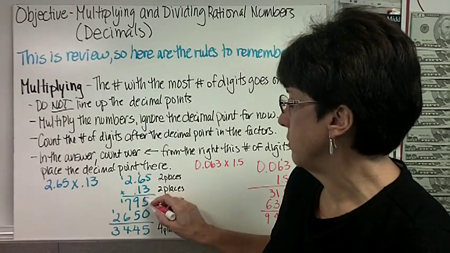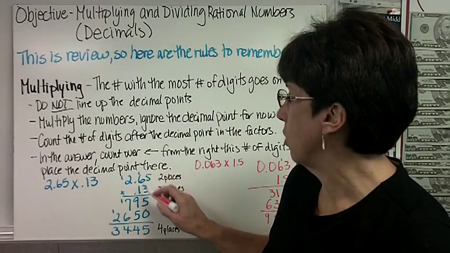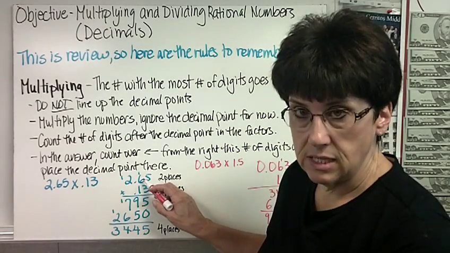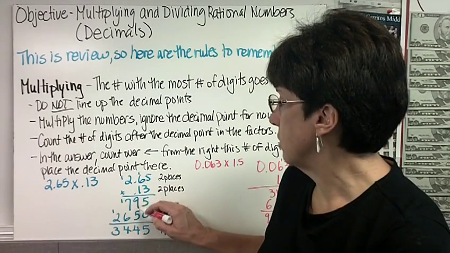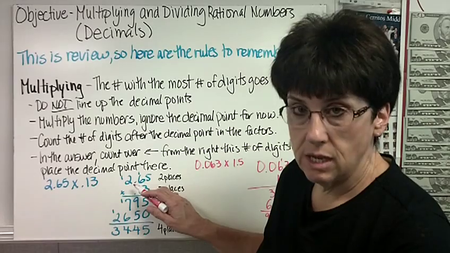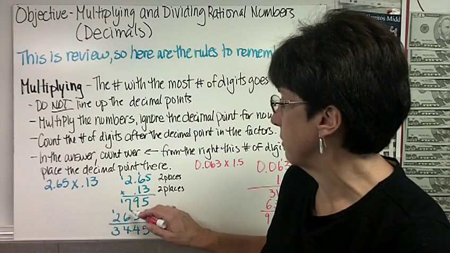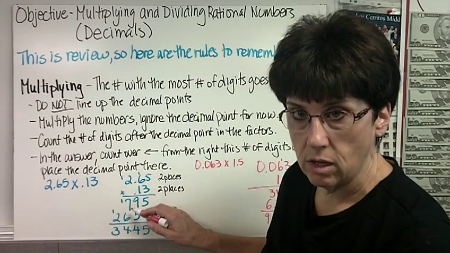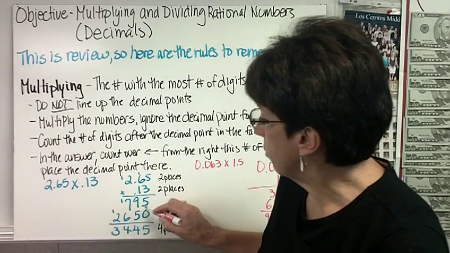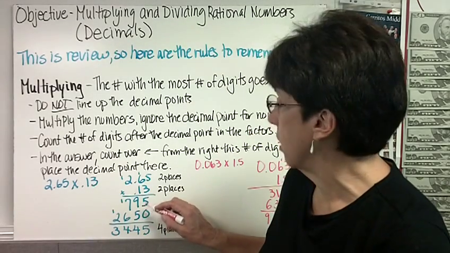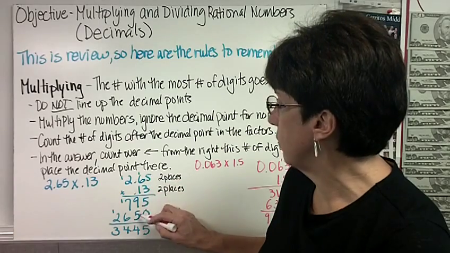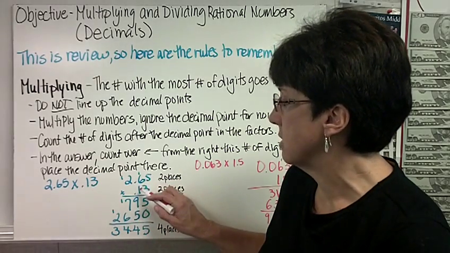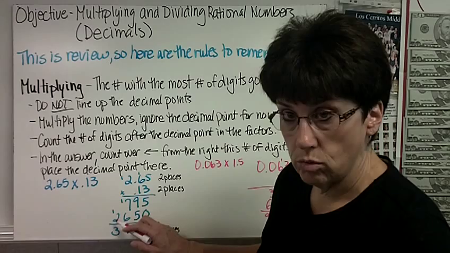3 times 5 is 15. Put down the 5, carry the 1. 3 times 6 is 18, plus 1 is 19. Put down the 9, carry the 1. 3 times 2 is 6, plus 1 is 7. That's it for the ones column. Now for the tens column, I put down a 0 because I'm not in the ones column anymore. 1 times 5 is 5. 1 times 6 is 6. 1 times 2 is 2.